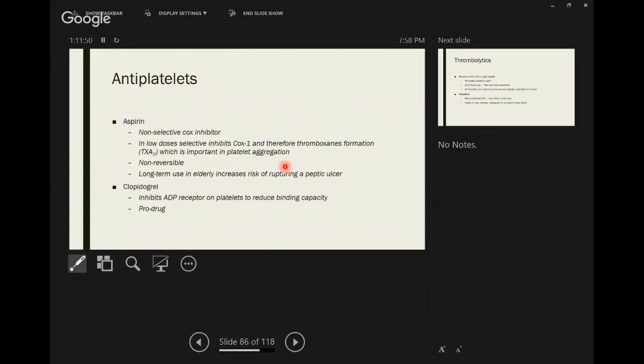Clopidogrel is your newer antiplatelet, inhibits the ADP receptor on platelets, and that reduces their binding capacity. It's a pro-drug, so you can have errors of metabolism which reduce your ability to use clopidogrel.